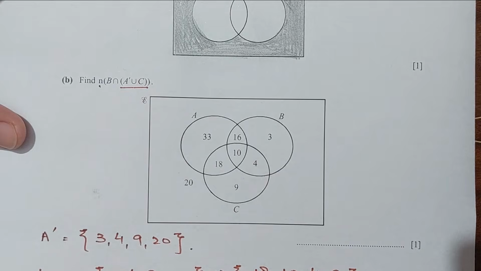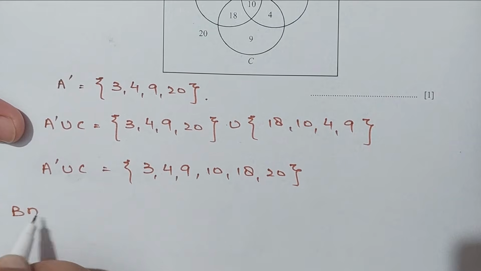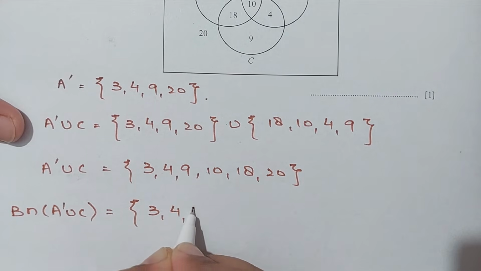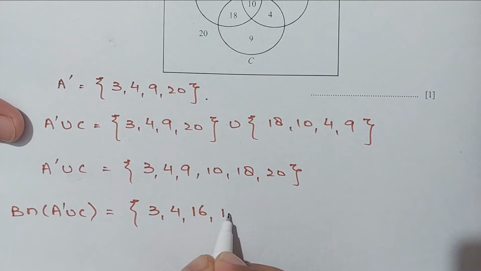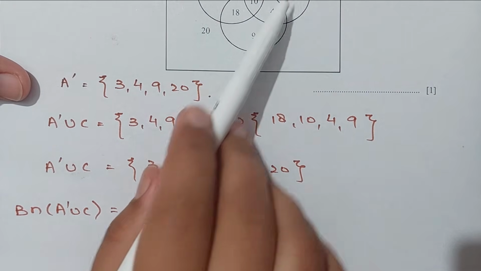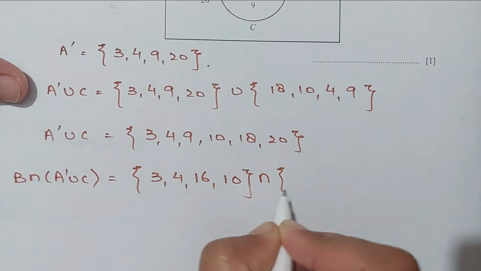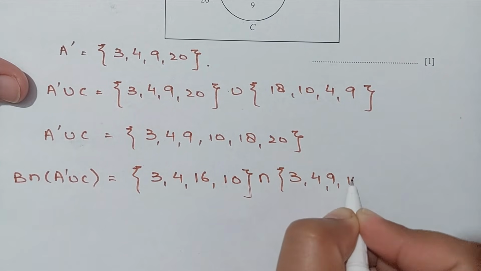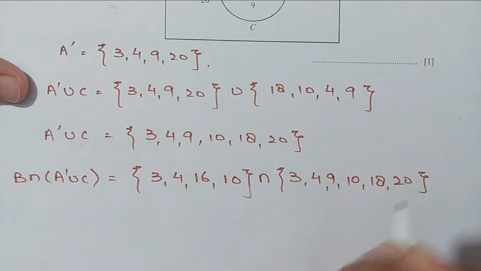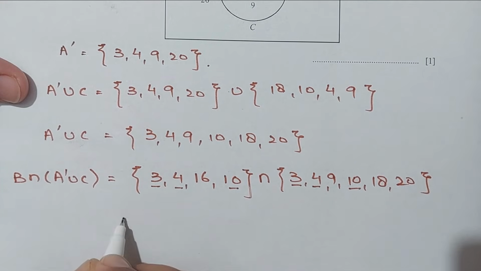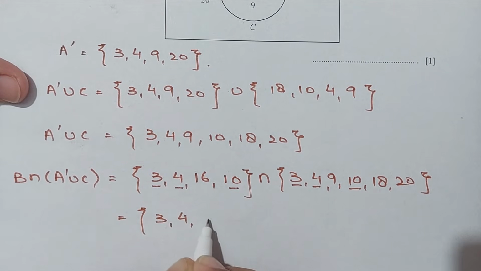Now B intersection with this set. B is 3, 4, 16 and 10. B intersection with A complement union C. The set B is 3, 4, 10 and 16, and its intersection with 3, 4, 9, 10, 18 and 20. 3 is common, 4 is common, 16 no, 10 is common. So 3, 4 and 10.